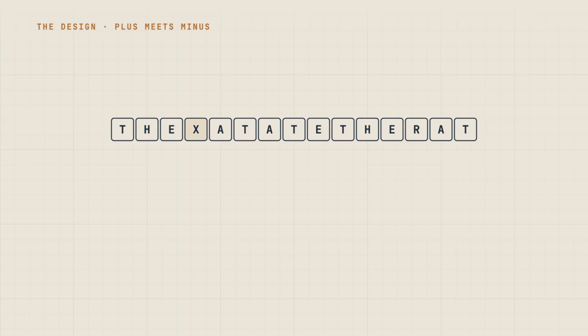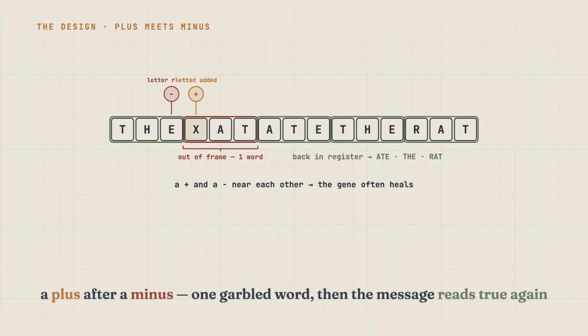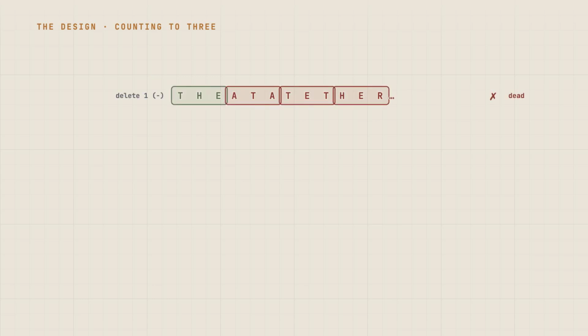Now the trick. Downstream of that deletion, add a letter back, a plus. Between the 2 changes, one short stretch stays garbled, but beyond the second one, the frame clicks back into register, and the words read true again. A plus and a minus near each other, and the broken gene often heals. So how many letters make a word? Watch what heals and what doesn't.